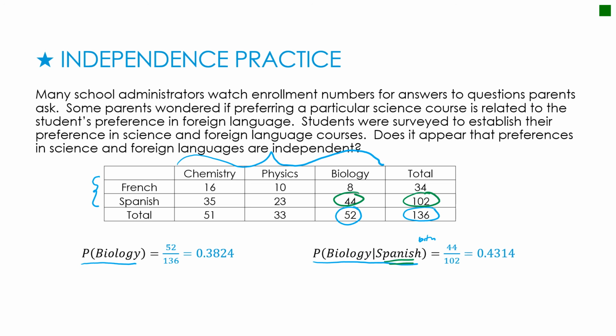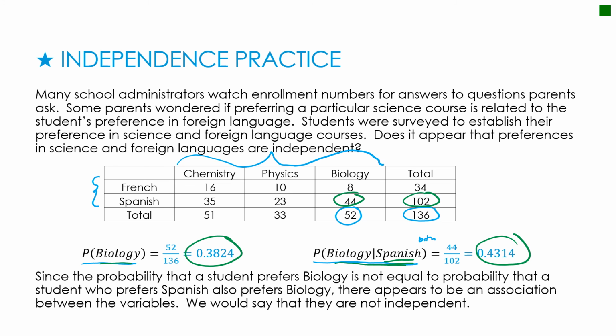Now, again, what I've said is even if you didn't choose biology and biology given Spanish, it doesn't matter because you should end up with two values that are not the same. So again, notice the way I've written my conclusion. The conclusion is that they are not in fact independent. There appears to be some sort of association between the variables. So we'd say they're not independent.